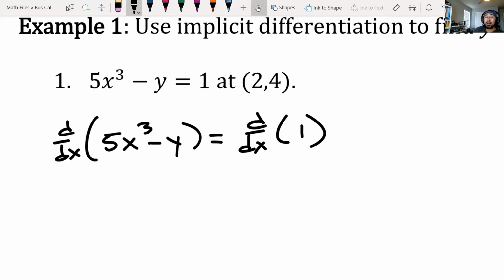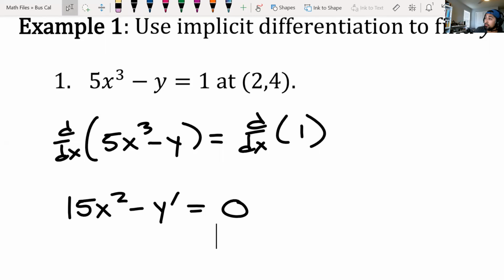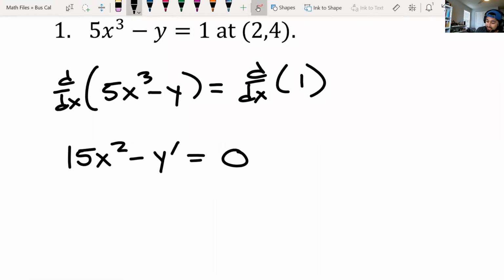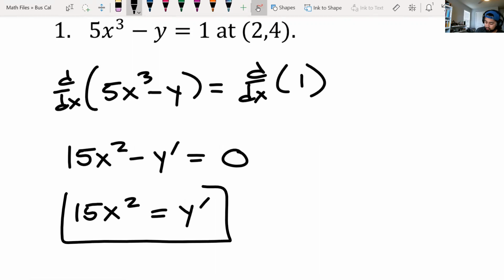Okay. And now the derivative of 5x cubed is 15x squared, minus the derivative of y with respect to x, which is just y prime. And the derivative of 1 is 0. There's our implicit derivative. Now all we have to do here is solve for y prime. I'll just add this y prime over to the right side, and I'll get 15x squared equal to y prime. There's our derivative.